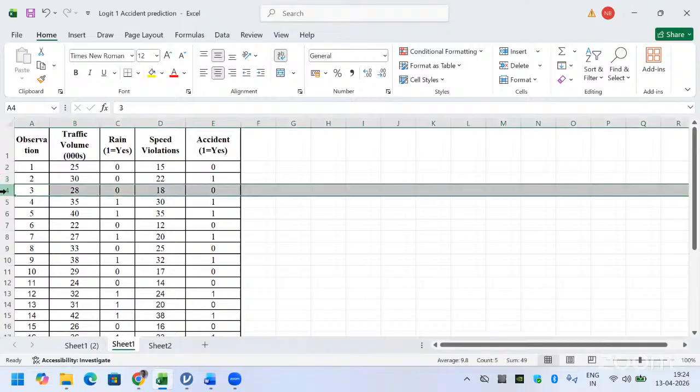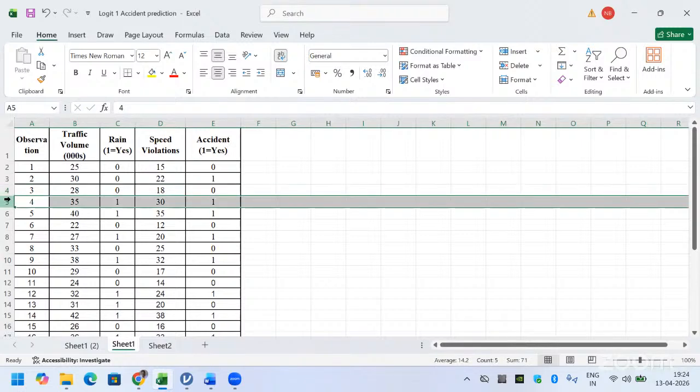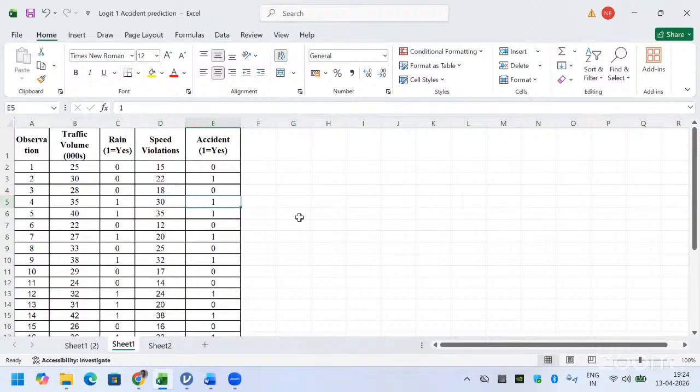Third observation: 28,000 vehicles, no rain, and speed violations by only 18 vehicles, and no accident happened. Coming to the fourth observation, 35,000 vehicles and 1 for rain, which means there was rain that day, speed violations also happened, and the accident is 1. So this is the data. I hope you are able to understand the data, right?